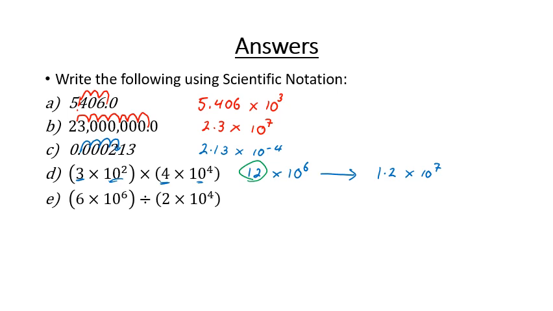Next question, my last one. It's going to be very similar, but I've got a division. My A values are 6 and 2. So 6 divided by 2 gives me 3. And this is going to be multiplied by my B values, which is 10 to the power of 6 divided by 10 to the power of 4, which is 10 to the power of 2.